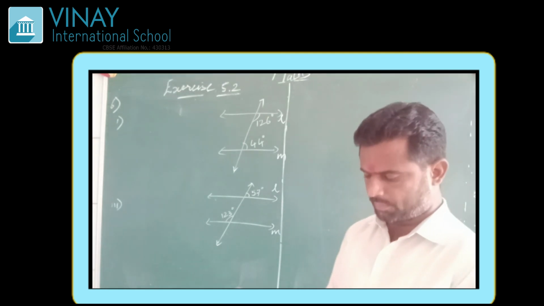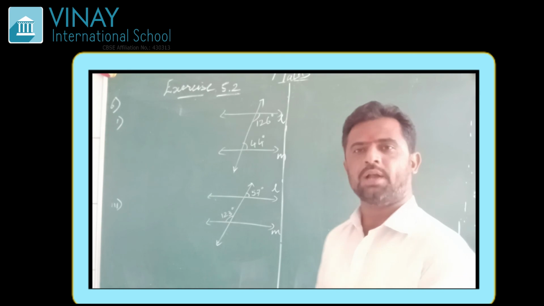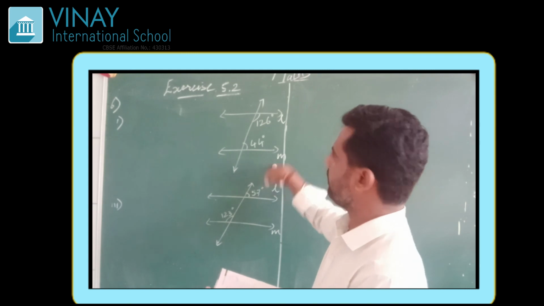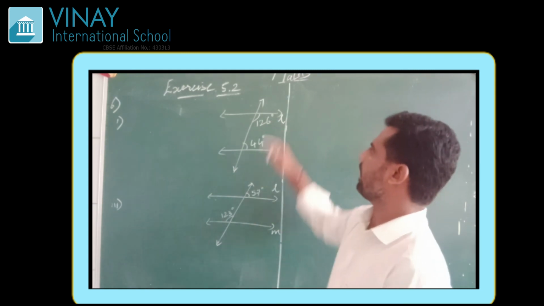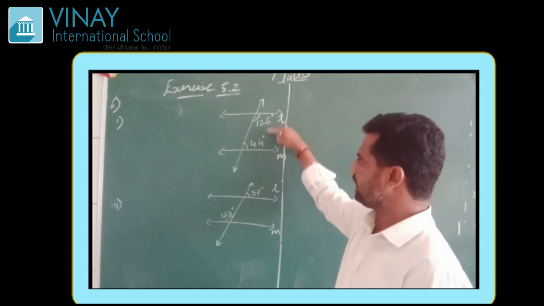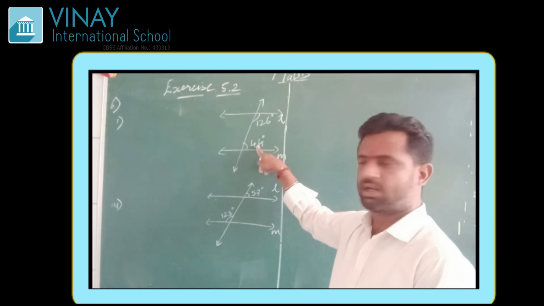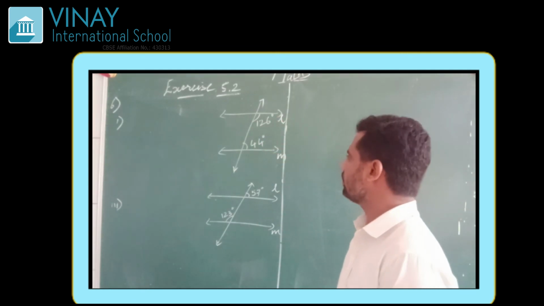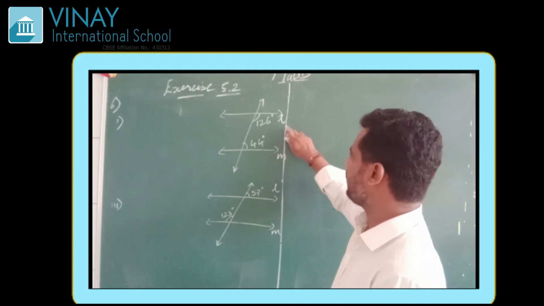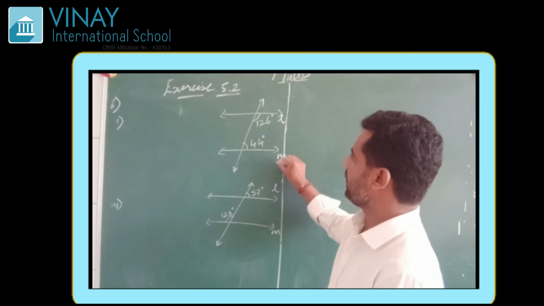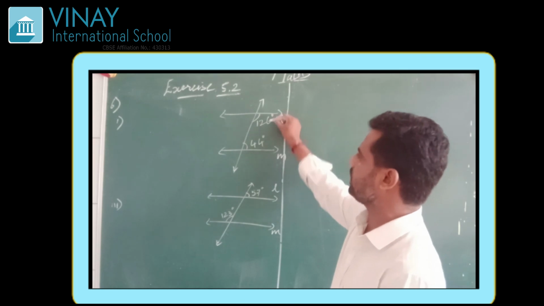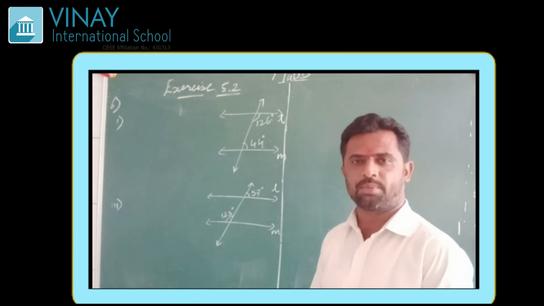Question number 6 is, in the following figure, decide whether L is parallel to M. Here the figure is given, and we have to see whether L is parallel to M. Two angles are also given, 126 degrees and 44 degrees. Both are interior angles on the same side of the transversal. If L is parallel to M, the sum of these two angles should be 180 degrees.